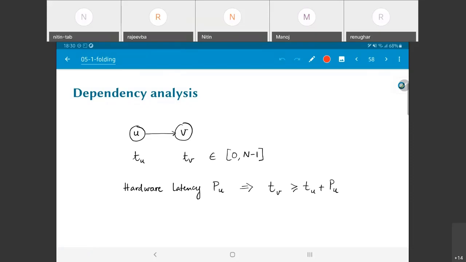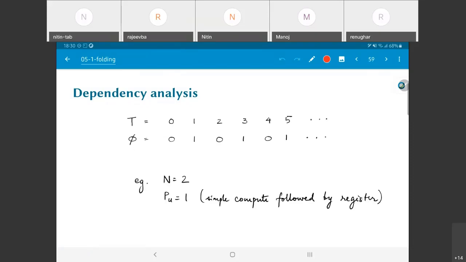So let's take an example over here. Once again, the top line that I have drawn is just time 0, 1, 2, 3, 4, 5, and so on. The second line is actually the phase of the clock. So I've used the symbol phi to indicate phase. And what the phase of the clock is doing is it's alternating between 0 and 1. And this is an example where N is equal to 2. So that's why it's basically going 0, 1, 0, 1, 0, 1, alternating.